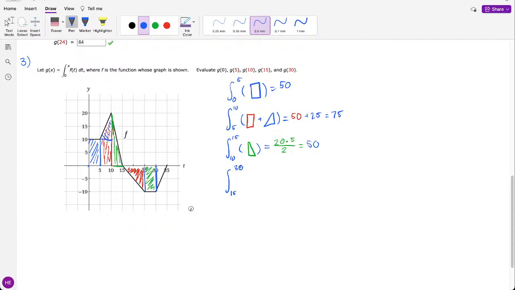We'll do to 30. And this is our red triangle plus our green square.